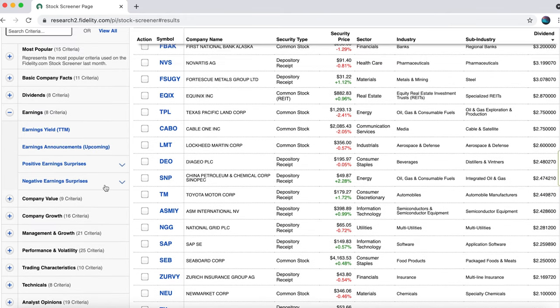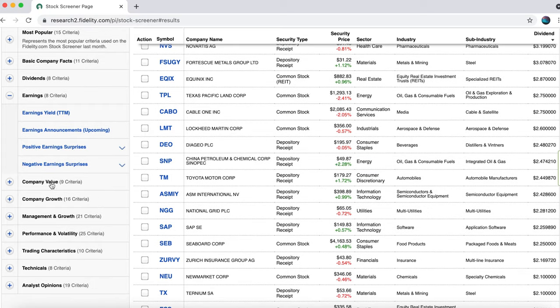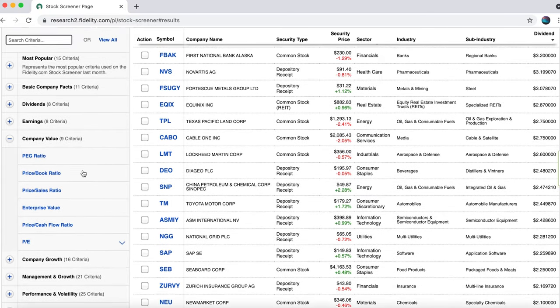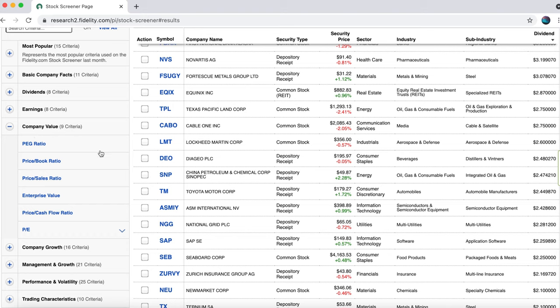Earnings information. So if you're looking for earnings reports, if you're looking for surprises or negatives, if you're looking to kind of swing trade or day trade and you're looking for when earnings might be released and that's something you want to play, you can look at the positive earnings or negative surprises. Company value, this kind of is a recap of earnings, but it gives more price for the book value, price for cash flow, price for earnings ratios.